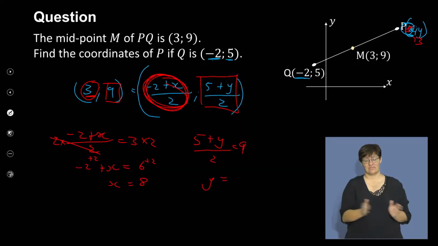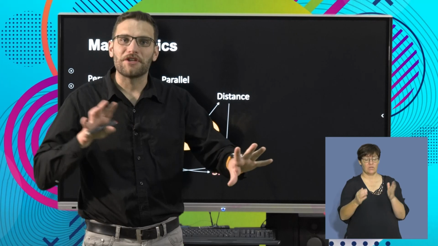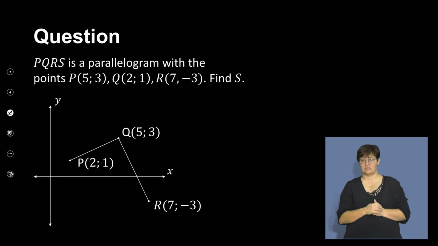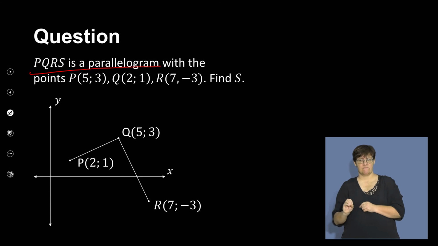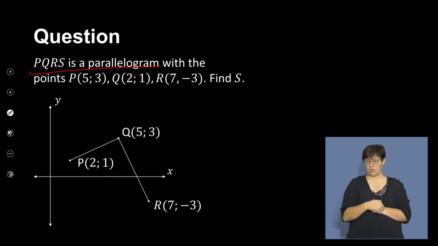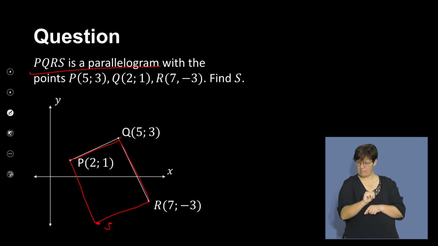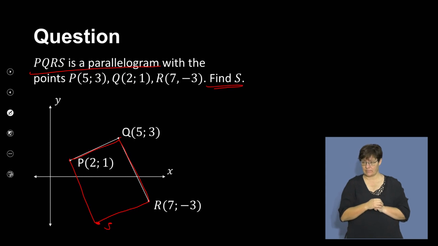We're going to be moving on to the next question. And this question is going to be exactly like we did with the distance and with the shapes. We're going to be linking the midpoint to a shape. So this question says PQRS is a parallelogram. Now, if I look on my sketch here, I've got P, I've got Q, I've got R, but I don't have S. And so if I were to draw this parallelogram, does everybody see that S would be somewhere here? All right. And they want me to find the coordinates of S.